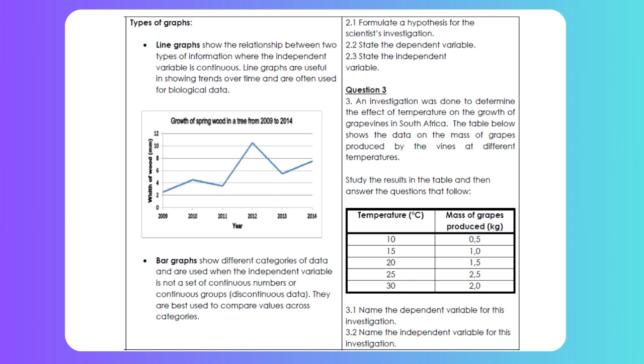Question 3. 3. An investigation was done to determine the effect of temperature on the growth of grapevines in South Africa. The table below shows the data on the mass of grapes produced by the vines at different temperatures. Study the results in the table and then answer the questions that follow. 3.1 Name the dependent variable for this investigation. 3.2 Name the independent variable for this investigation.